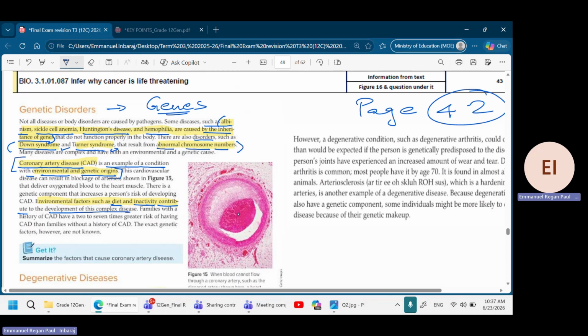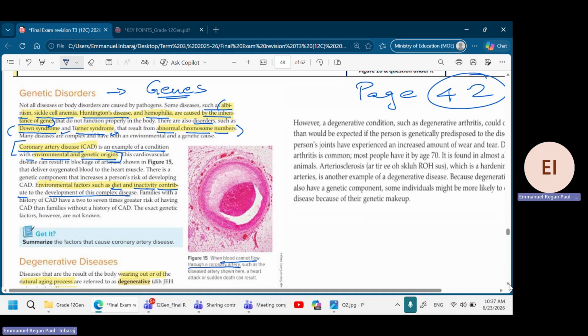See, when you consume more food, more fat, and you do not exercise, then what will happen? The blood cannot flow through the coronary artery and it gets blocked. So remember, this is one of the diseases called CAD, the coronary artery disease. Okay, now let's go to the next one.